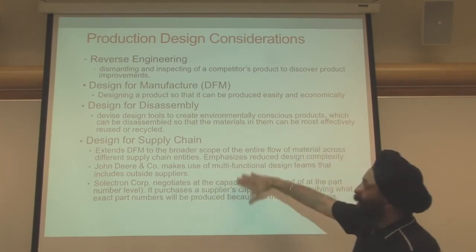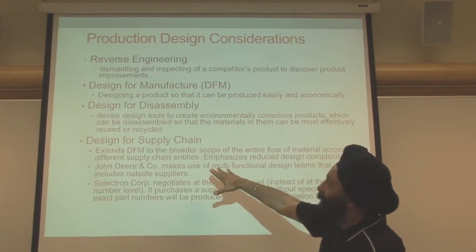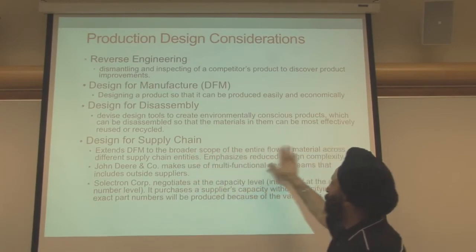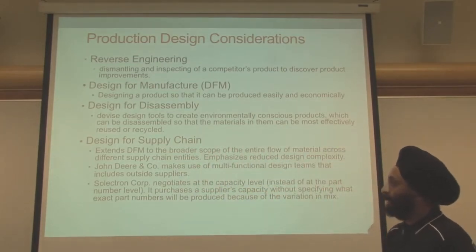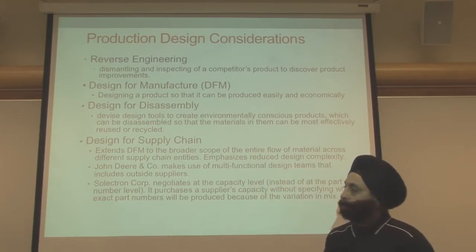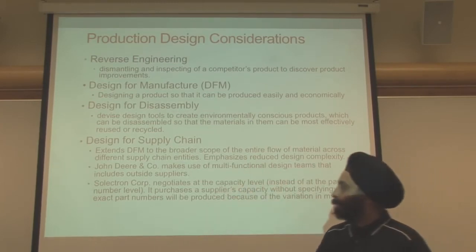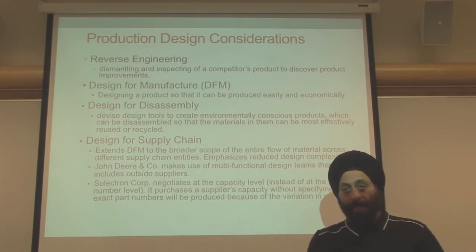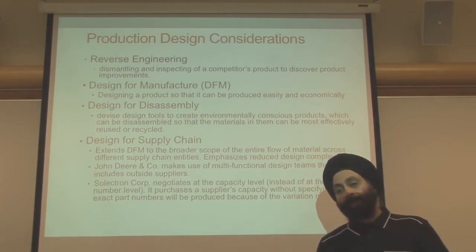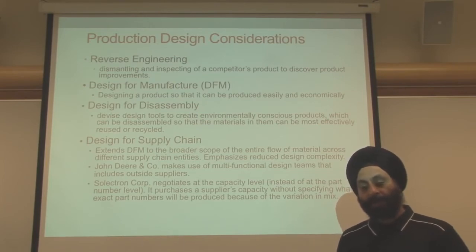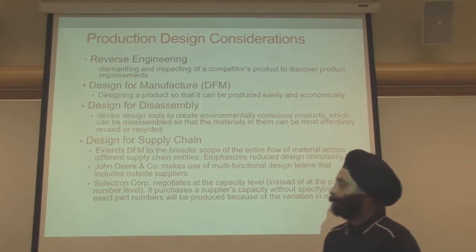And then other concept is designing for supply chain, extending the design for manufacturing to the broader scope of the entire flow of material through the supply chain. So in this case, emphasize reduced design complexity. The idea is, you can think of John Deere, which makes use of multifunctional design teams that include outside suppliers so that it's easier for them to also ship the product to John Deere for making those farm equipment, tractors, etc., and shipping them to their dealers.